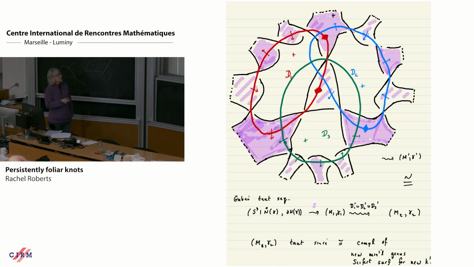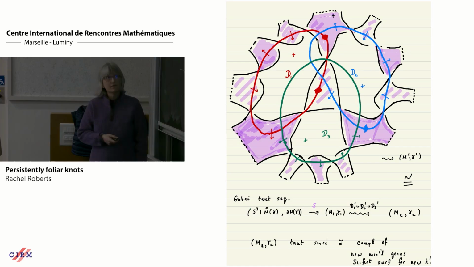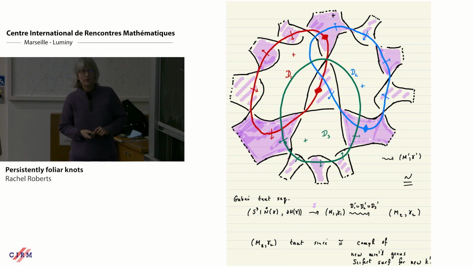And then again, the effect of adding those 3 disks is the same as the effect of playing Dave's game 3 times, where you add an innermost D1, an innermost D2, and an innermost D3. And so you've got the graph picture again telling you that the complement is a taut sutured manifold.